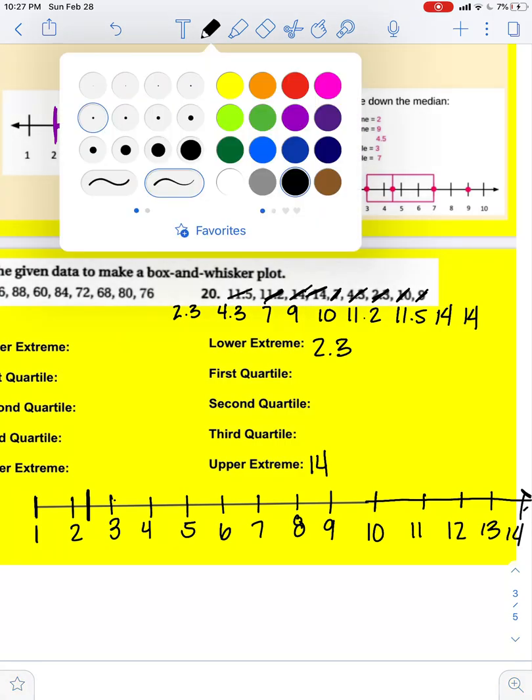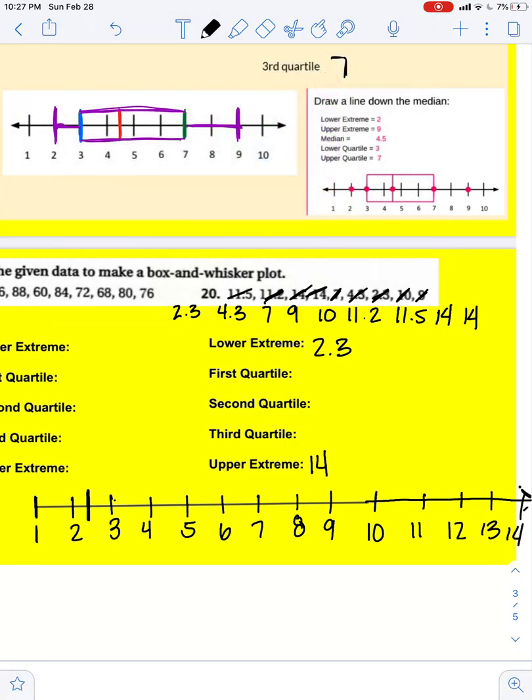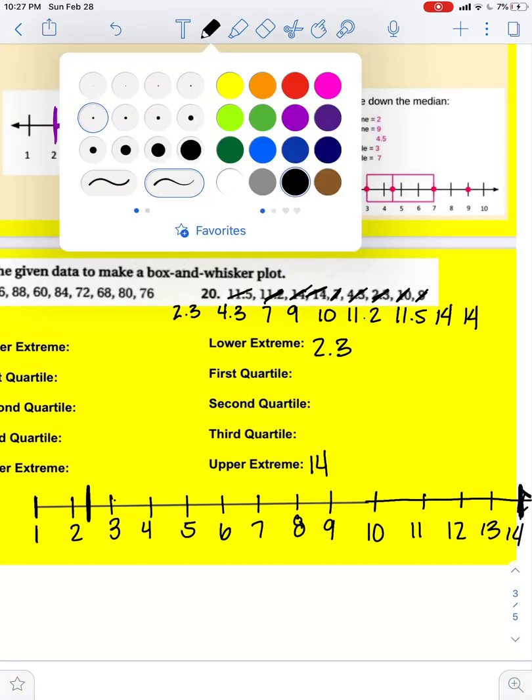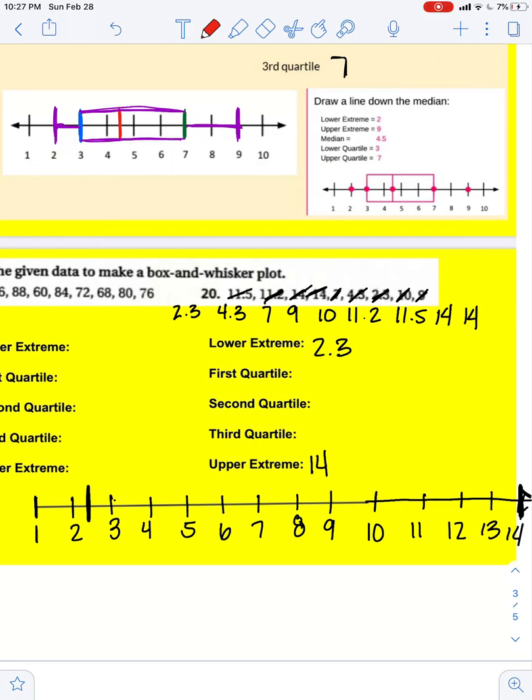And I will mark that on the graph as well, right here. There's my upper extreme, there's my lower extreme. Now, I'm going to find my second quartile, or my median. So that is going to be right here at 10. So that is going to be 10, and I'm going to mark that right here.